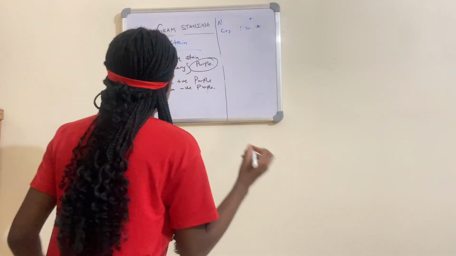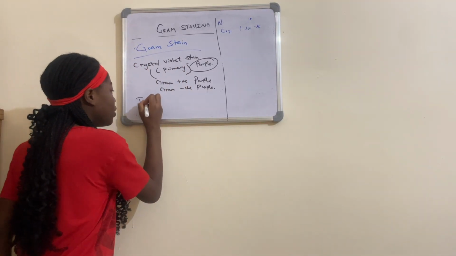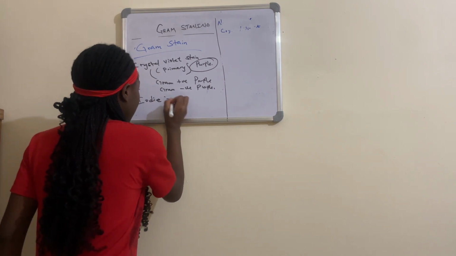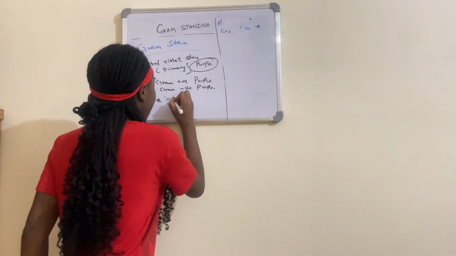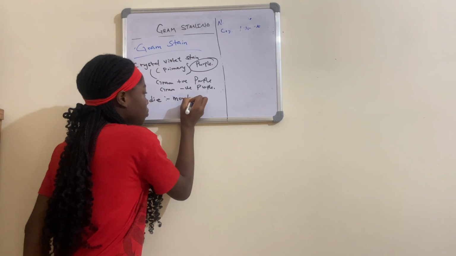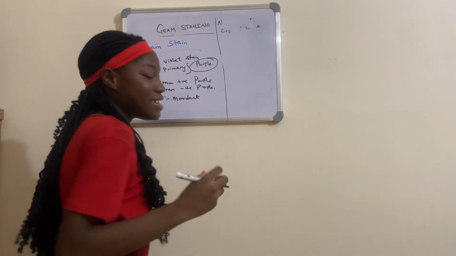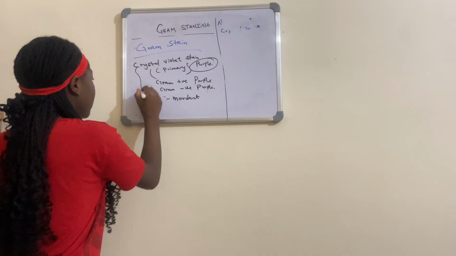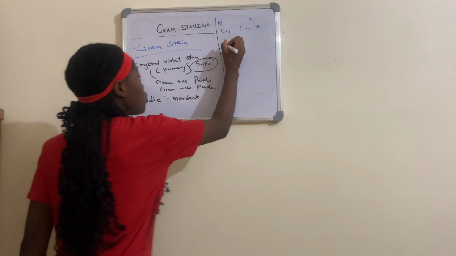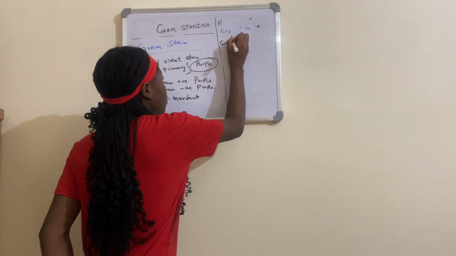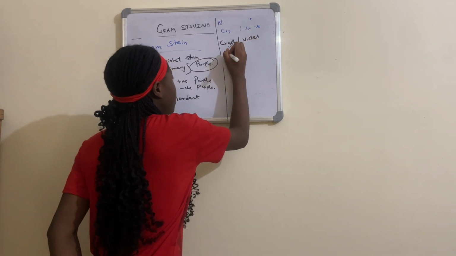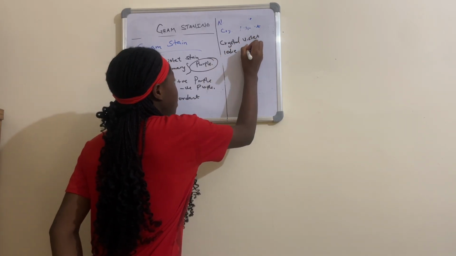Then after this, we have the next step. The next step is adding iodine. We have iodine as the mordant. The iodine is added to the slide and acts as the mordant. It helps to fix the slide. So now, crystal violet and iodine will make a crystal violet iodine complex to stain the material.